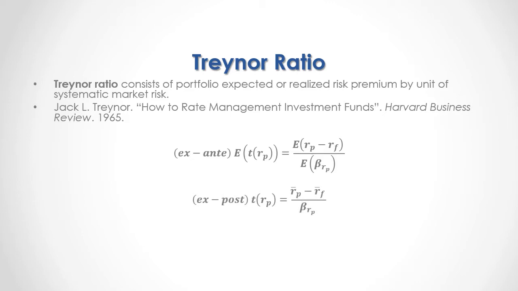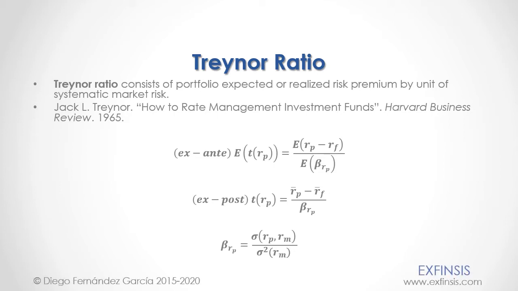And then we have the ex-post or realized portfolio returns Treynor ratio, which is equal to, and within the numerator, we have the portfolio returns mean minus the risk-free rate of return mean, and that result is then divided by the portfolio market beta. The portfolio market beta in turn is equal to, and within the numerator we have the covariance between portfolio returns and the market returns, which is then divided by the variance of the market returns. Within this tutorial, we'll only be studying the ex-post or realized Treynor ratio.